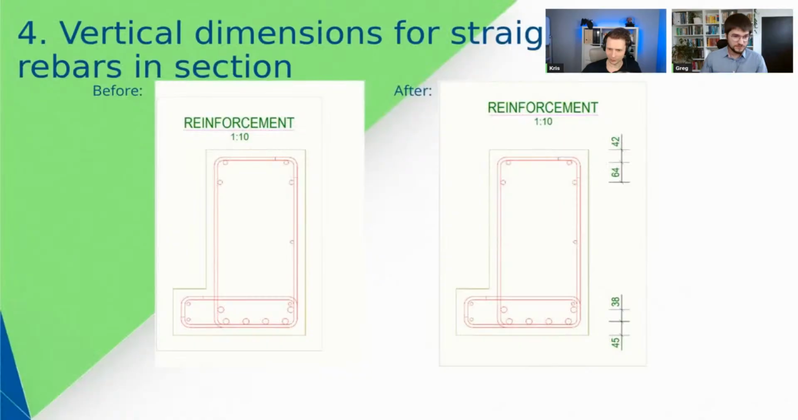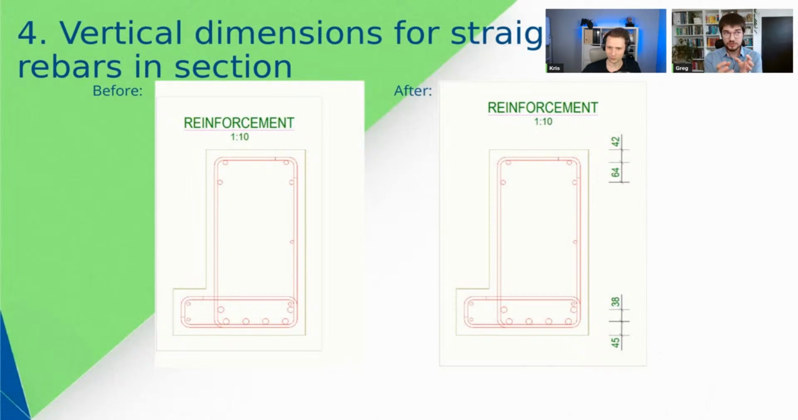Yes. And as you said, let's at first show. So now we are going to reinforcement. Yes, and here what we have is a section. We have a section of some beam. And the task is to insert the dimension line for the vertical straight rebars. So, sorry, no vertical, horizontal rebars. Horizontal, yeah. Exactly. The dimension line will be vertical.